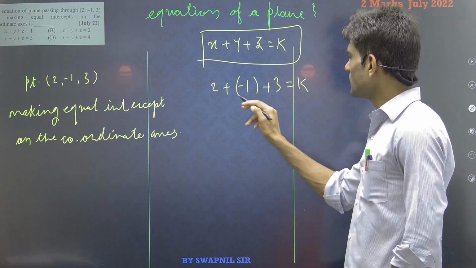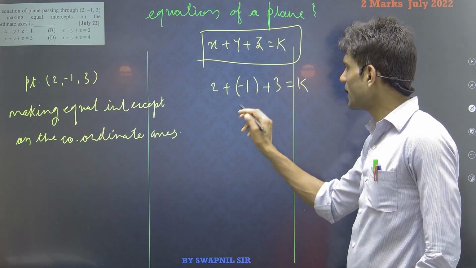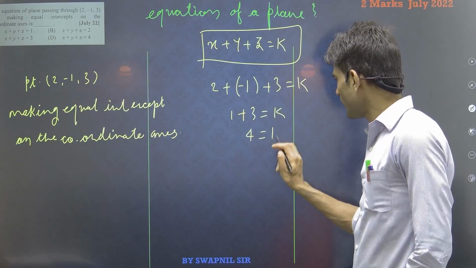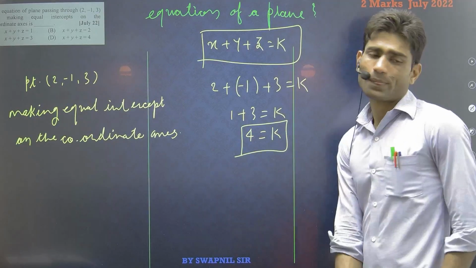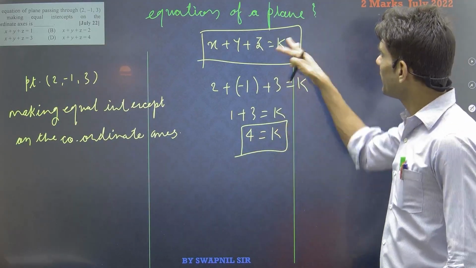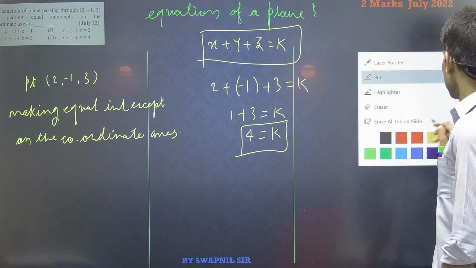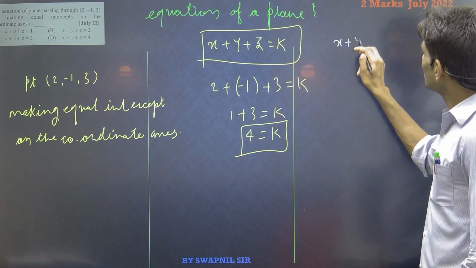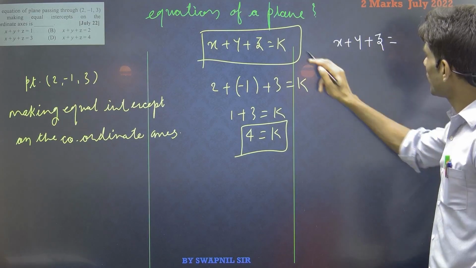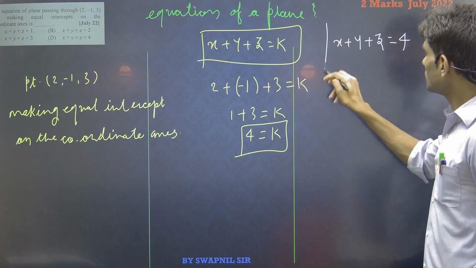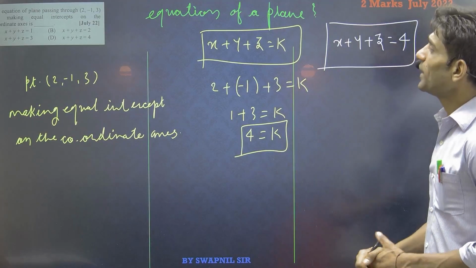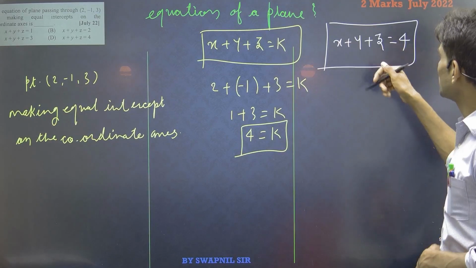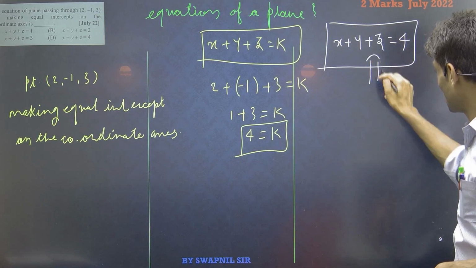Now let's go for the addition. 2 - 1 gives 1, plus 3, which is the value of k. So I got the value of k, which is 4. Now substitute that k in our given equation. So we can write x + y + z = 4. This is the equation of a plane passing through 2, -1, 3 and making equal intercepts with the coordinate axes. So this is our required answer.